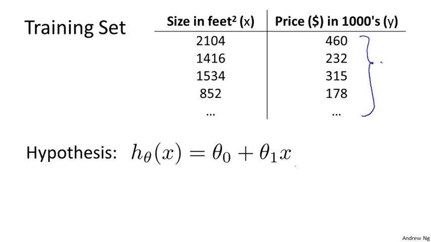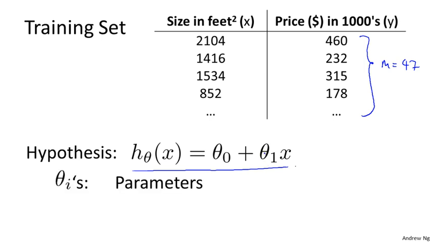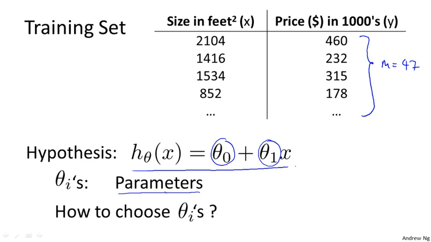Remember our notation, m was the number of training examples, so maybe m equals 47. And the form of our hypothesis, which we use to make predictions, is this linear function. To introduce a little more terminology, these theta 0 and theta 1, these theta i's are what are called the parameters of the model. And what we're going to do in this video is talk about how to go about choosing these two parameter values, theta 0 and theta 1.